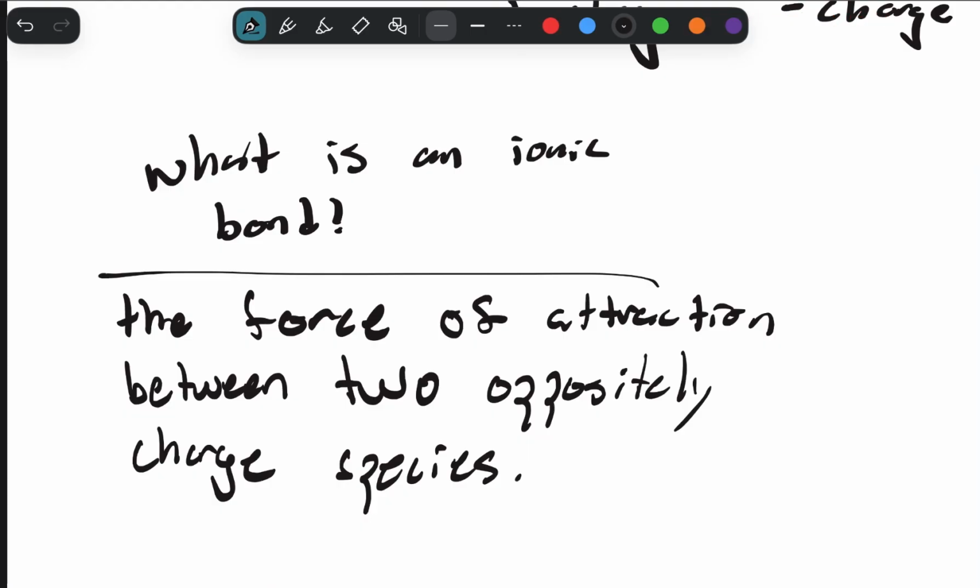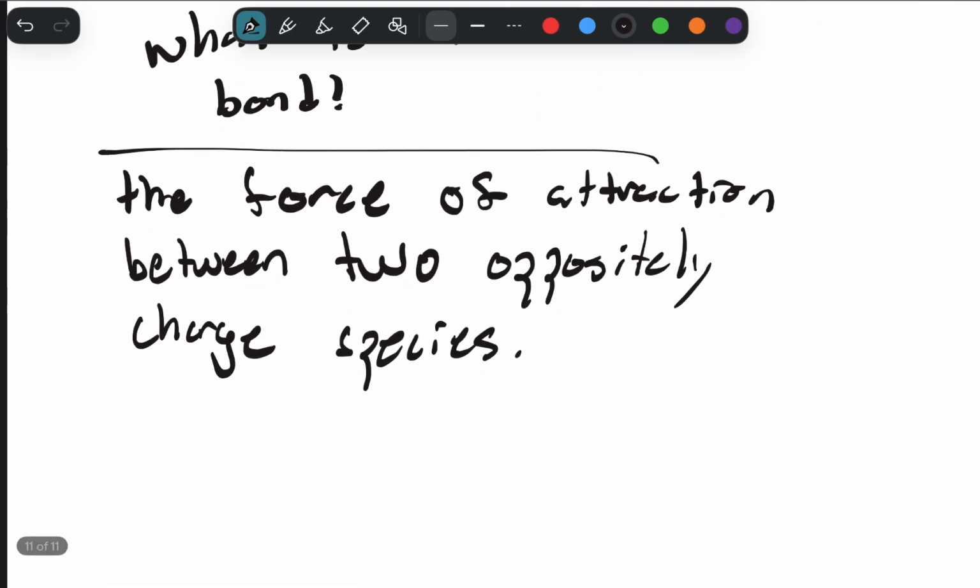Remember this because they might ask you, and this is a pretty accurate definition. It's the force of attraction between two oppositely charged species. Species essentially means ions. The word species comes up a lot. Just think about animals, different species.